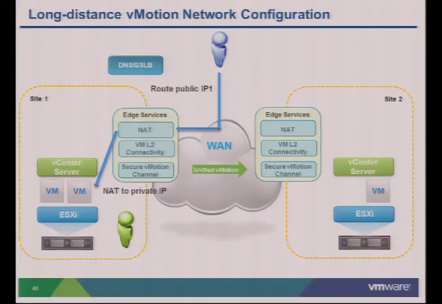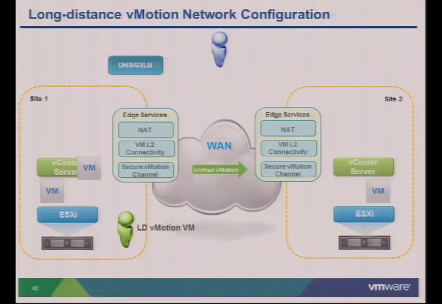So while this client is accessing the VMware.com workload at Site 1, the IT admin decides that his infrastructure is getting overutilized in Site 1 and wants to long-distance vMotion his VM to a second site. He initiates a long-distance vMotion with a vCenter server, and the VM crosses the secure vMotion channel and gets placed on the second vCenter server at Site 2.